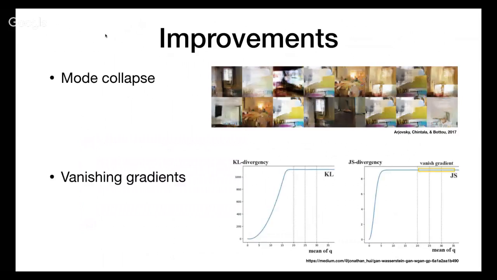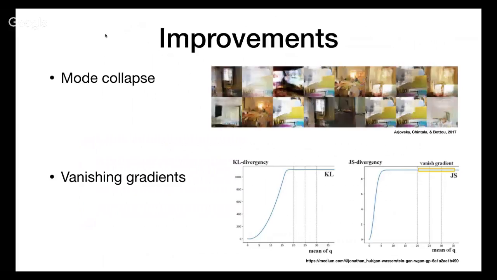Another thing is vanishing gradients. So basically a diminishing returns on our training ability. The original GAN formulation frequently uses either the KL or the JS divergence to measure the distance between the distributions. And as those get farther away, you can have these asymptotic gradients.